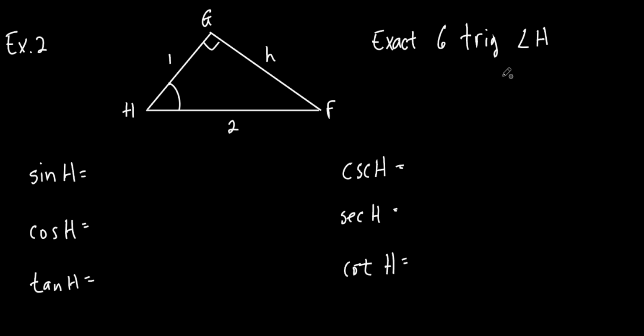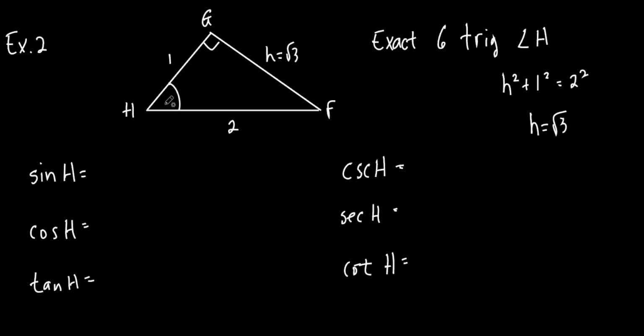So let's do that. h squared plus 1 squared equals 2 squared. You might even be able to do this in your head. 4 minus 1 is 3. Take the square root. What is h? Square root of 3. Good. Put that right there. Now we have all three sides, so I can do all my stuff. I needed that because it's my opposite, and I use opposite quite a bit.